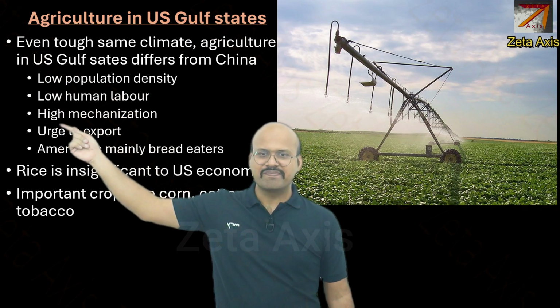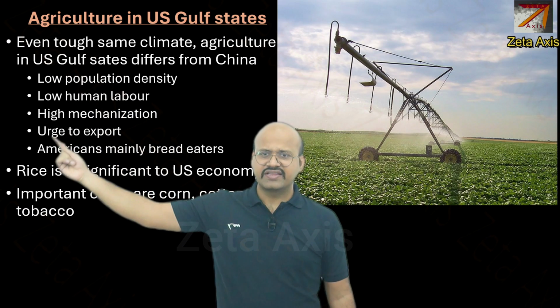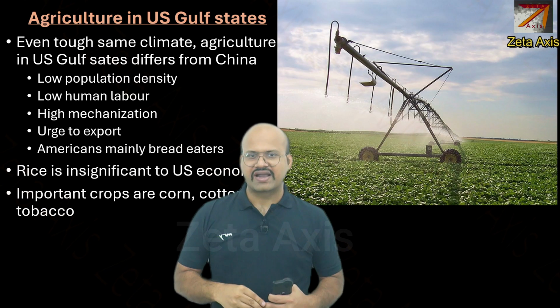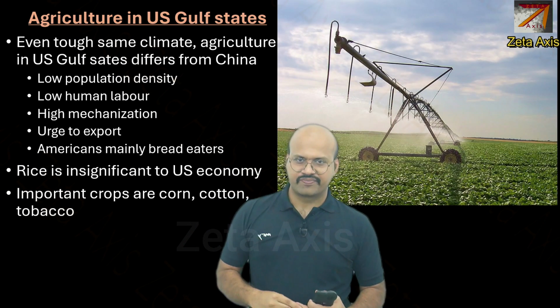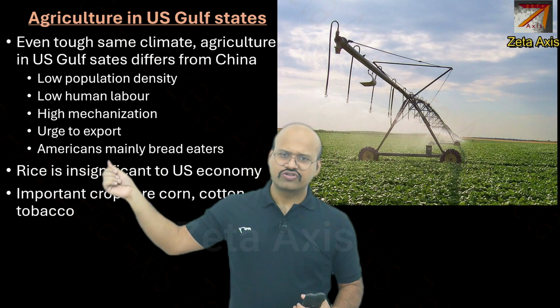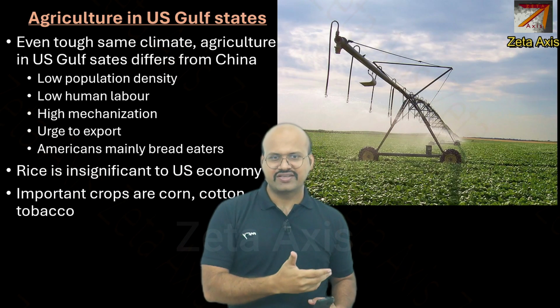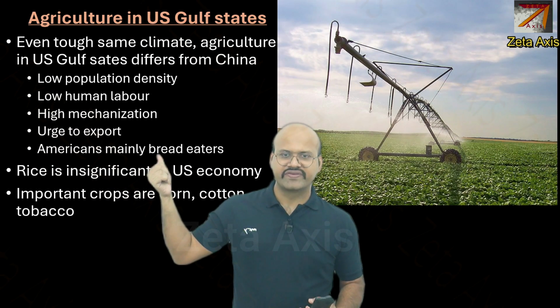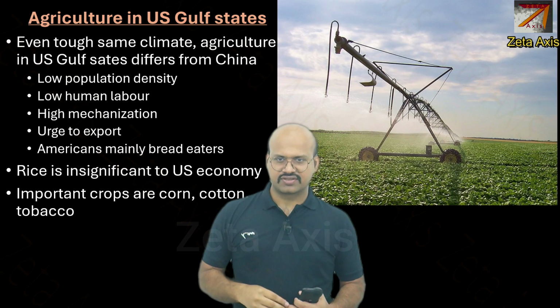Therefore, we see high mechanization in these regions. And there is a desire to export. Therefore, the crops which are grown are as per the global demands. Americans are also mainly bread eaters. So unlike the Chinese, who are rice eaters, the Americans are bread eaters. Therefore, they mainly focus on wheat production.